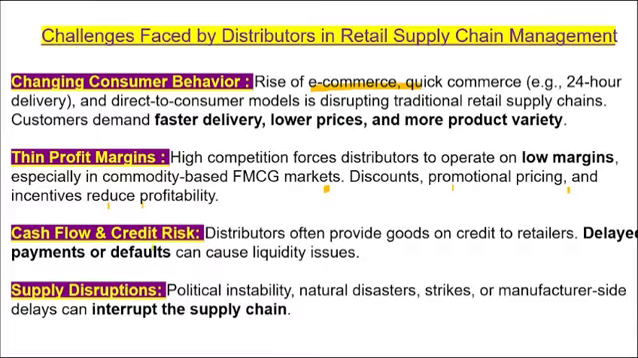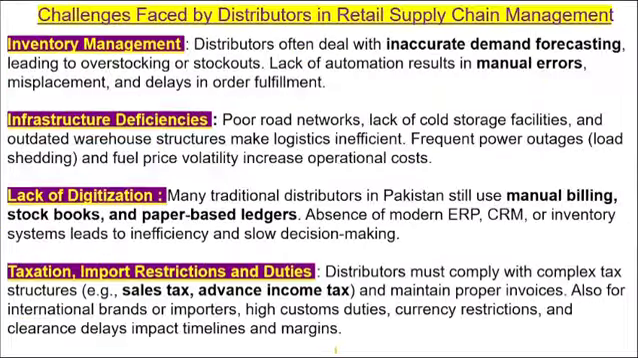Third, cash flow and credit risk. Distributors often provide goods on credit to retailers. We have also discussed this in the previous slide. Delayed payment and default can cause liquidity issues. This is also a challenge for the distributors. Fourth challenge, supply disruption: political instability, natural disasters, strikes, and manufacturer-side delays can interrupt the supply chain. This is also a challenge.